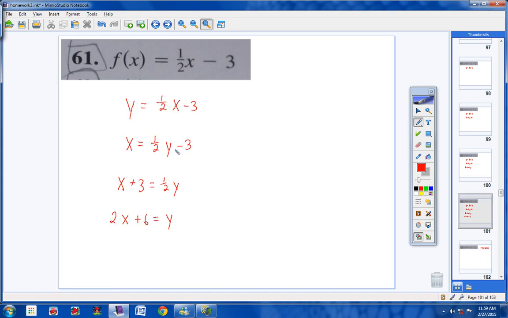Where the x is, I put a y. Then I got y by itself. Now, this step here, from here to here, might be confusing. Let me explain what I did.